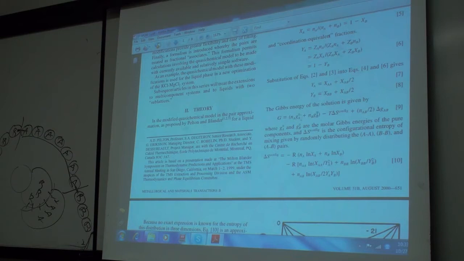The Gibbs energy of the solution is then given by the mechanical mixture of the two components, where G naught A and G naught B are the pure component energies, minus T delta S configurational, plus the number of AB pairs over 2 times delta GAB. This is assuming strict quasi-chemical, no Bragg-Williams has been added.